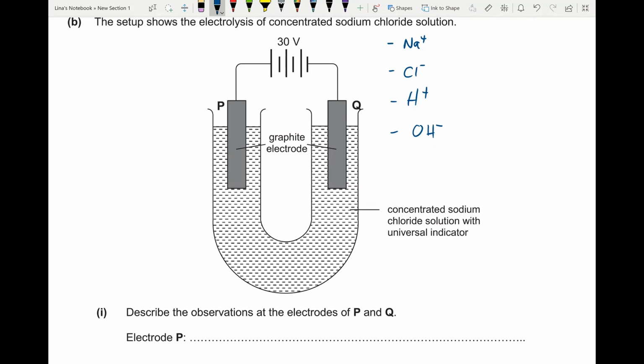Between sodium and hydrogen ions, the one that gives you a less reactive product is the one that's going to be reduced. So if sodium was reduced, it would give you sodium metal. If hydrogen was reduced, it's going to give you hydrogen gas. Which one out of the two products, sodium or hydrogen, is less reactive or more stable? It is the hydrogen. So in this case, hydrogen is formed and sodium ion stays as ion.